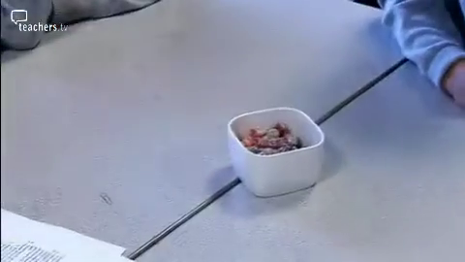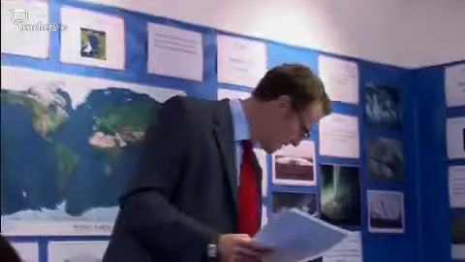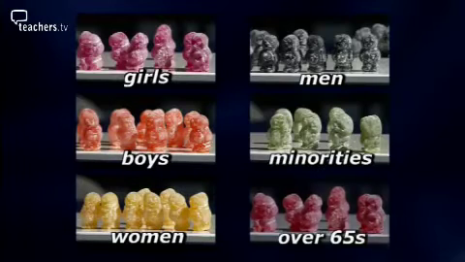All the jelly babies are obviously different colours. Red represents people who are aged over 65. Each jelly baby, depending on what colour it is, represents a different cohort within that population structure.